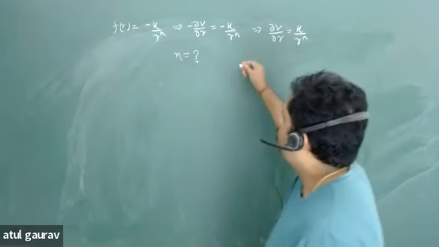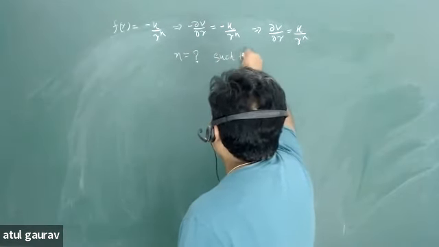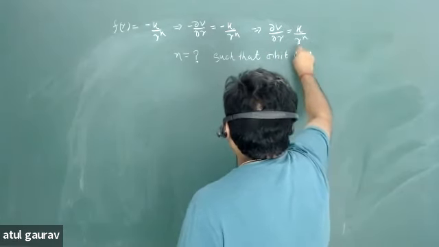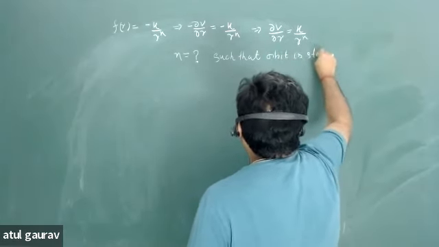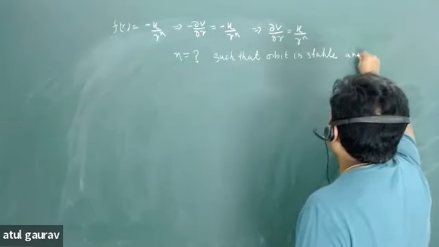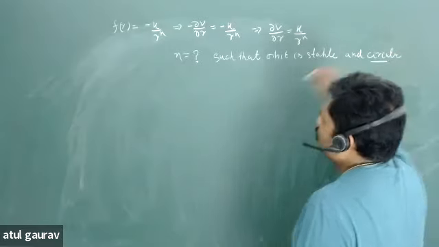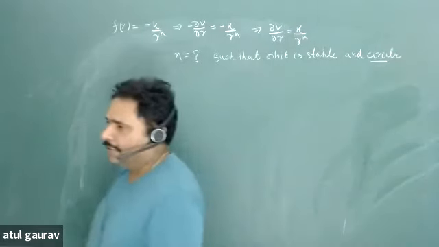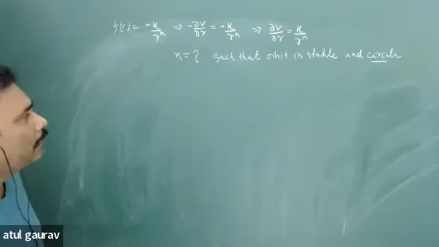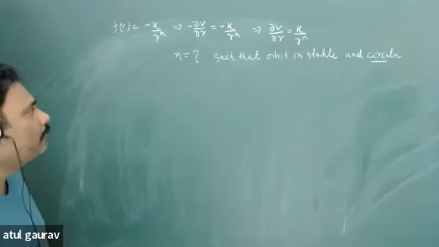So the orbit is such that the orbit is stable and circular. So this is our problem, let us look at it. We have to just go for the orbit being stable as well as circular. So what is the condition for a circular orbit?